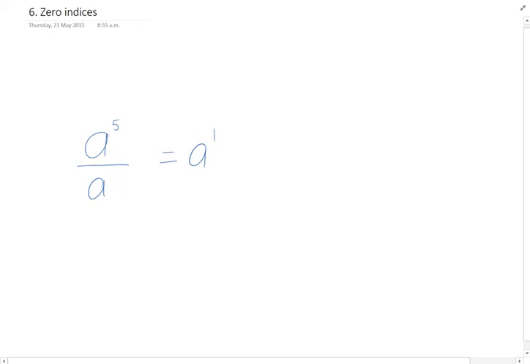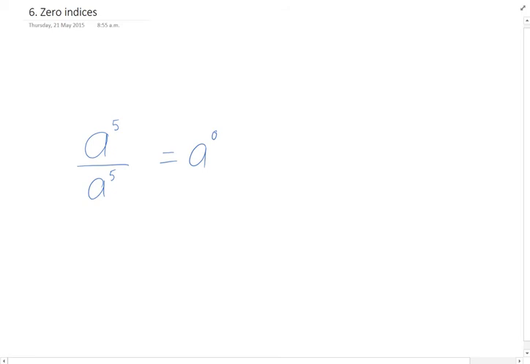And so if we had a to the power of 5 over a to the power of 5, surely that would mean we'd end up with a to the power of 0. So what we've got to ask ourselves here really is, what does it mean when you divide something by something that's exactly equal to it? So what's a to the 5 divided by a to the 5?